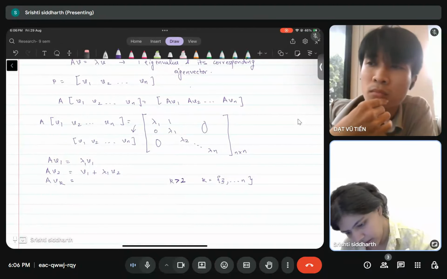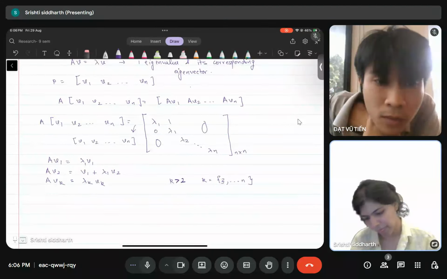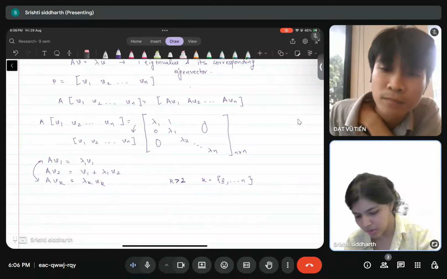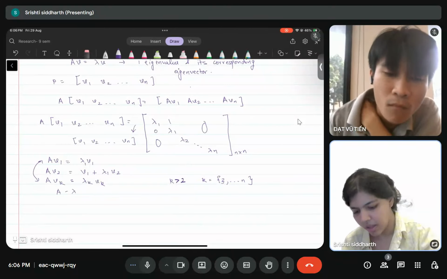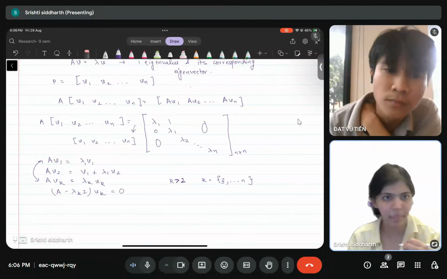This is simply lambda k Vk. This is what we have been doing till now: A minus lambda k I times Vk equals 0, and then we solve for Vk.